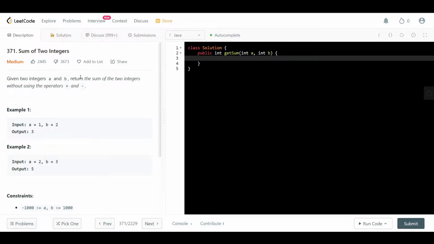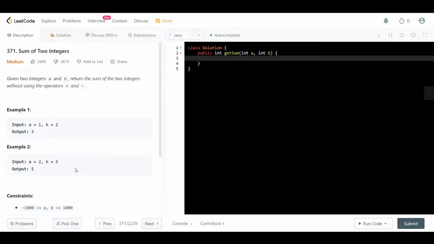Hello everyone, welcome back, and today we are looking at question 371, which is sum of two integers. So we are given two integers a and b, and we want to return the sum of these two integers without using the plus and the minus. Okay, example 1 is saying a equals 1, b equals 2, 1 plus 2 equals 3. Example 2 is saying we have a 2, we have a 3, and 2 plus 3 equals 5.